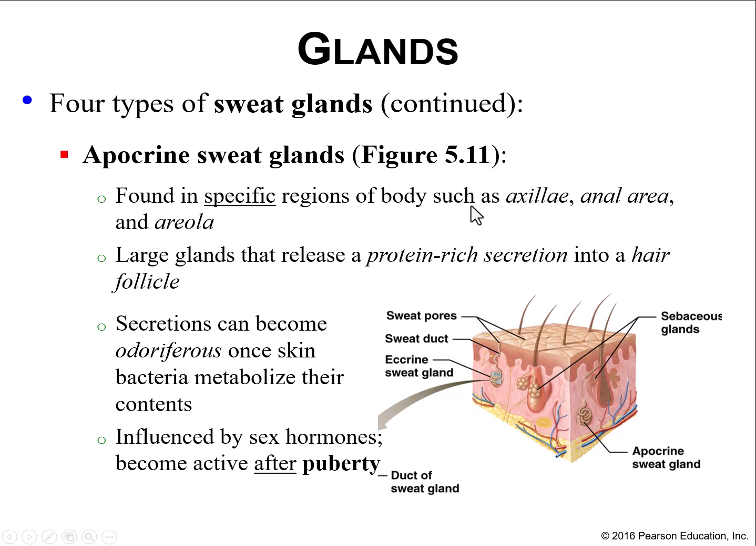So the axillary, the anal region, the genital region, around the chest, the areola. And these are large glands that release a more protein-rich secretion into the hair follicle. So it has some more things that bacteria like to feed on because it's protein-rich. And that's what gives us our smell.